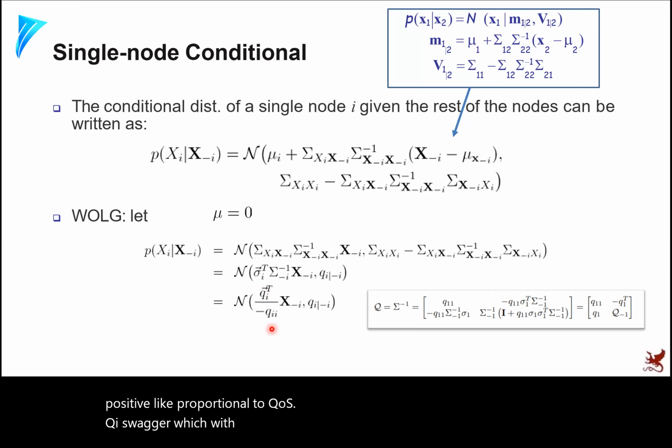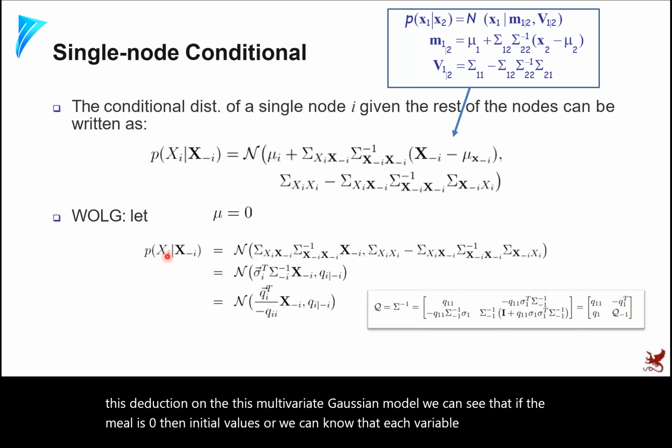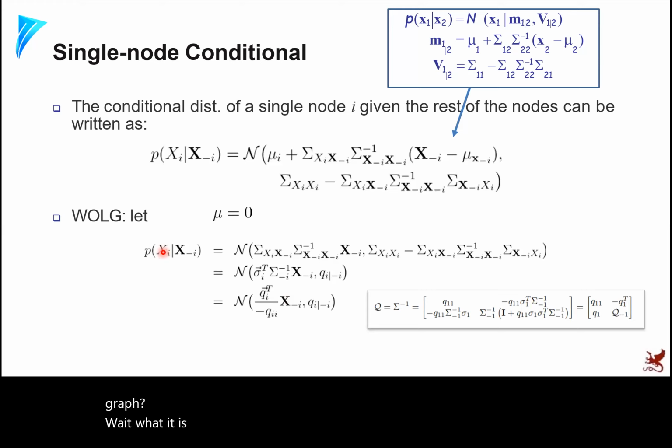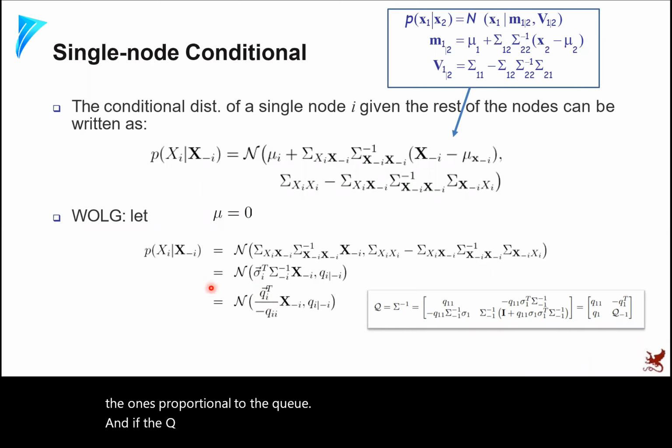So what does it mean? It means that after this deduction on this multivariate Gaussian model, we can see that if the mu is 0, then each random variable within this graph, when it is conditioned on all the other nodes, the final distribution is proportional to the q. And if the q is 0, then it means that these two values don't have a conditional probability.